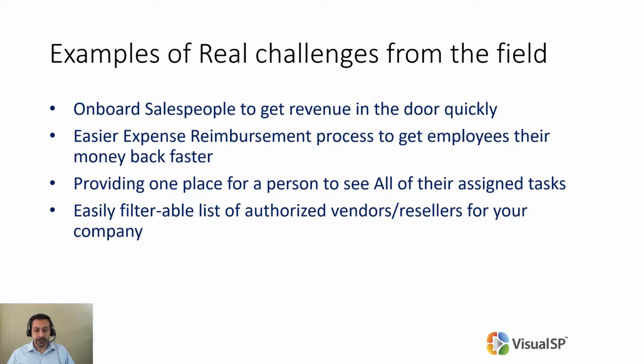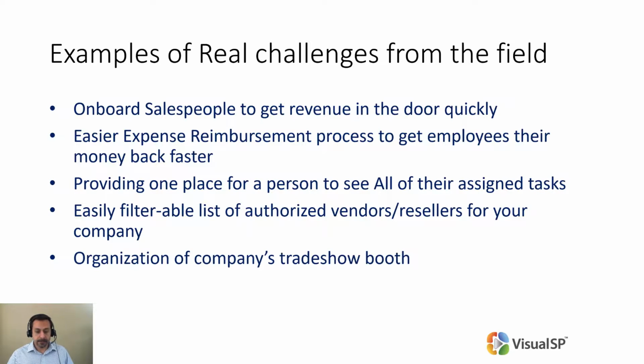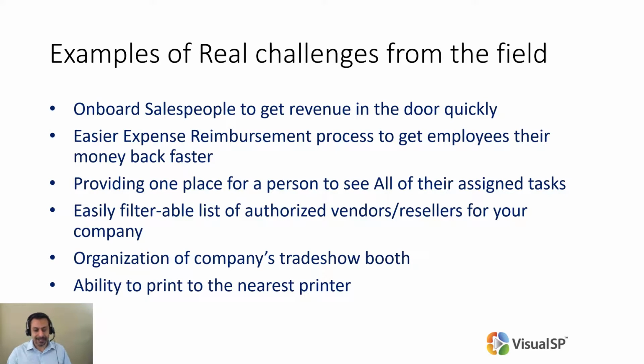Easily filterable list of authorized vendors, resellers for your company. So that's another scenario right there. Organization of company's trade show booth. That's another scenario that I've seen out there. And lastly over here, something that I saw at one of the customers where you go from a location to another location and you're always looking for a printer. Where can I print easily, quickly? What if it was on your intranet, on your home page right there saying that, okay, print to the nearest printer. You don't have to think about it. You just click a service, and in that service it will take you to the nearest printer. So something that provides real value. That really had very high adoption because of that specific business scenario.